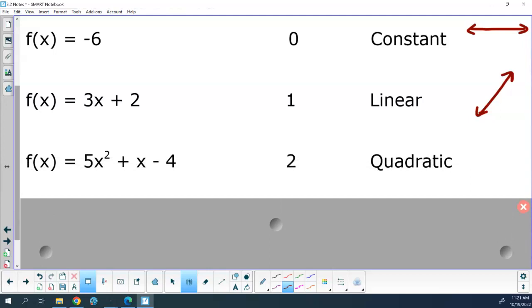Next one is a quadratic function. It has a degree of 2 because 2 is the biggest exponent. F of x equals 5x squared plus x minus 4 is just one example.